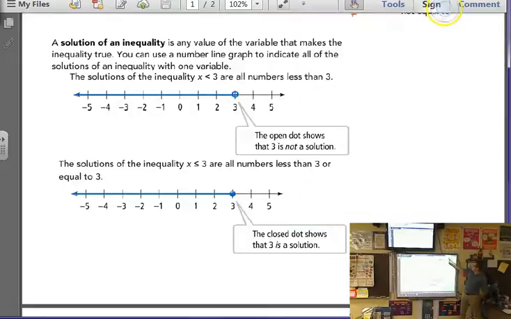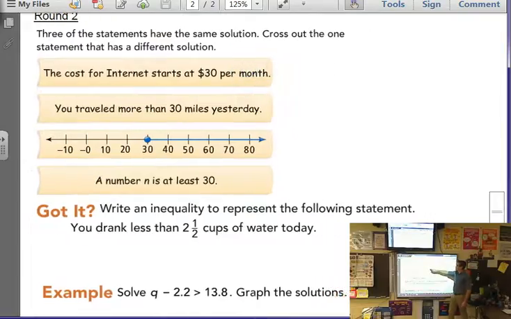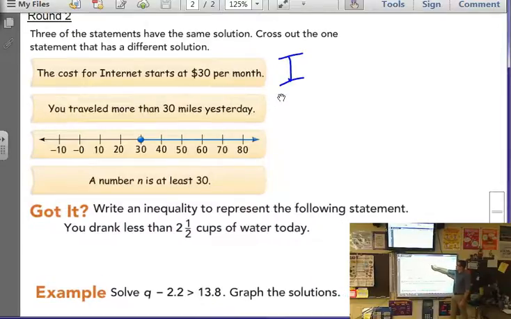Moving to the back, how we work to write these out. Guys, again, you got to think about the situations. A lot of times you need to slow yourselves down because a lot of you work too quickly. The cost for internet starts at $30 a month. So I'm just going to say I for the cost of internet. If it starts at $30, what's another way that I could say that?